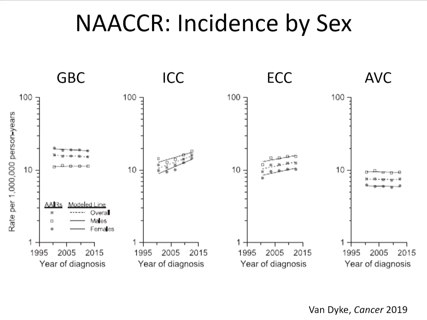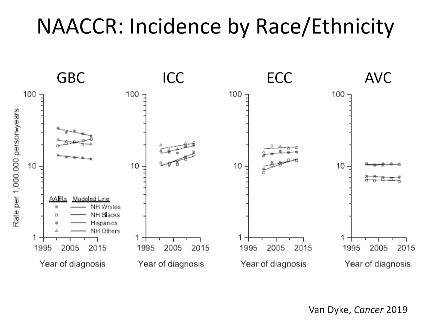So what you can notice is that for gallbladder cancer, the rates are going down overall, but that's really reflected by trends in women. In men, those rates have been stable from 1999 through 2013. For intrahepatic and extrahepatic cholangiocarcinoma, incidence rates have been increasing both in men and in women. And for ampulla of Vater cancer, those rates have been stable over time.